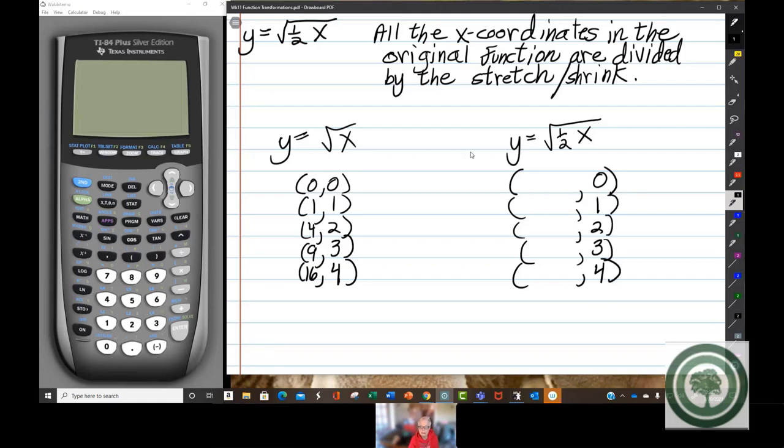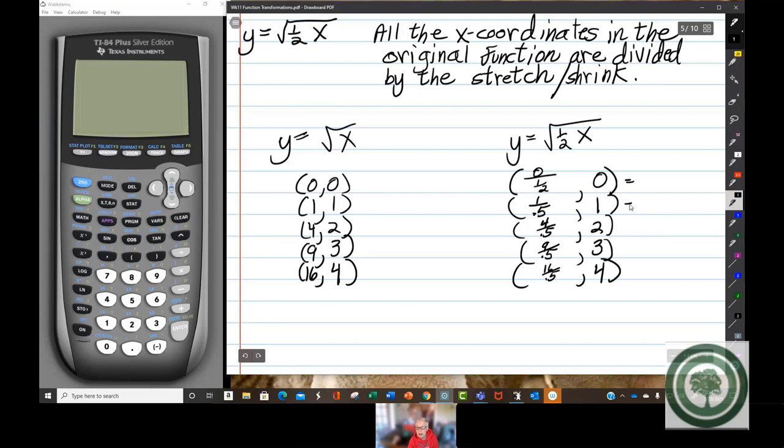The x coordinates are going to be divided by 1/2. So you'll have 0 divided by 1/2. Let's just say 0.5, it's easier. Isn't that the same as multiplying times 1/2? No, it's the same as multiplying by 2. Oh. Huh. 4 divided by 0.5. 9 divided by 0.5. And 16 divided by 0.5.